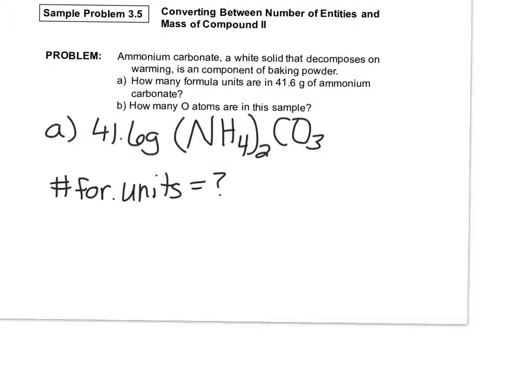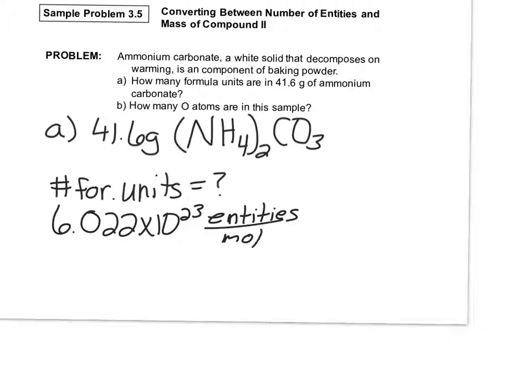Now remember, this is the key here. We know we're going to have to use Avogadro's number, so let me go ahead and write it down. They're asking for the number of something, so that's 6.022 times 10 to the 23 entities per mole. And now if you'll notice, we have grams. Avogadro's number converts from moles to entities. So I'm obviously going to have to use another conversion factor that will get me from grams to moles.